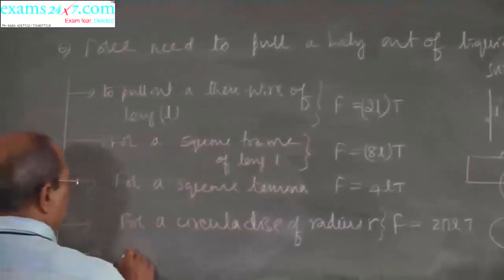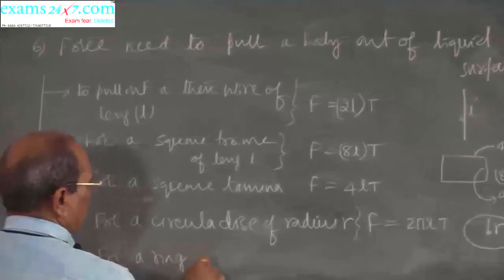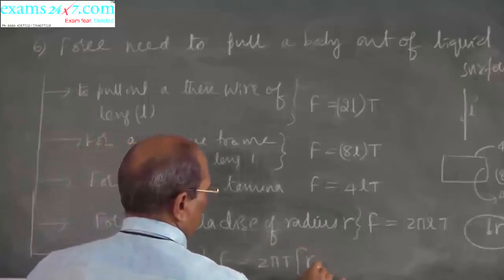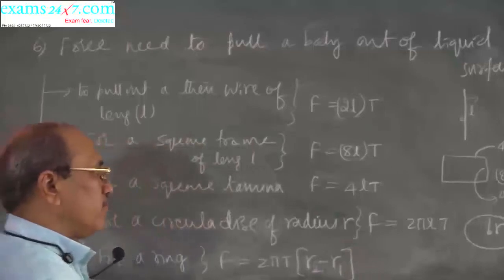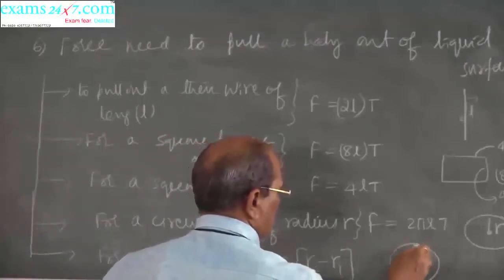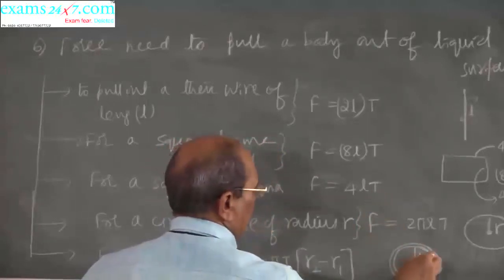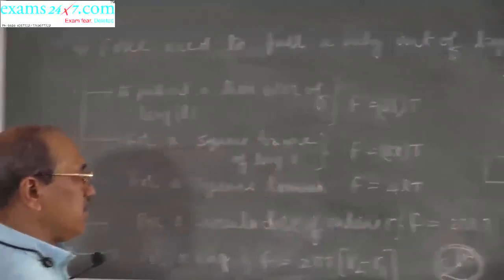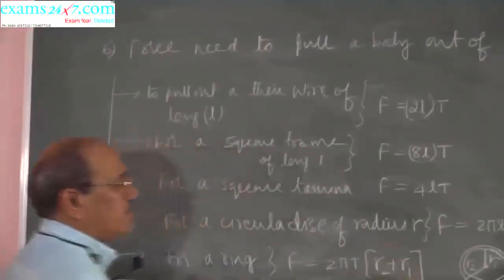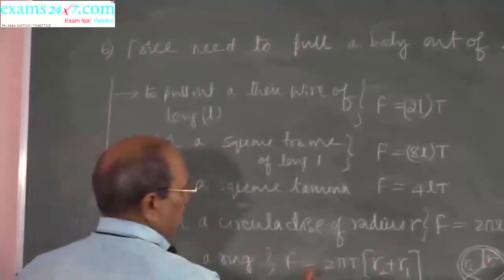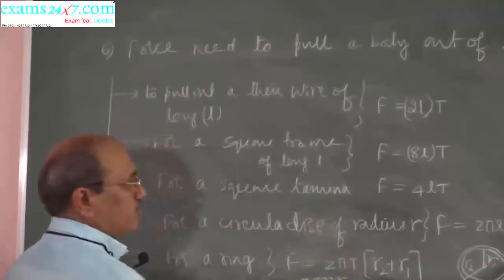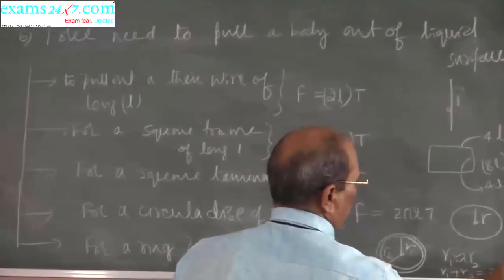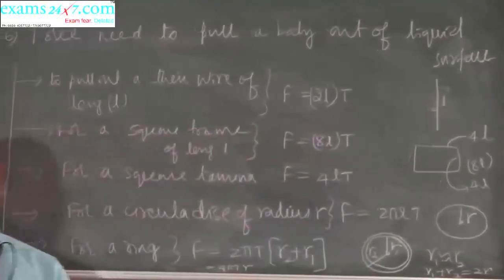Suppose it is a ring. For a ring, the force will be equal to 2πT(R2 + R1), with inside radius R1 and outside radius R2. If the thickness is negligible and R1 is approximated to R2, then R1 + R2 equals 2R. In total, it becomes 4πTR.